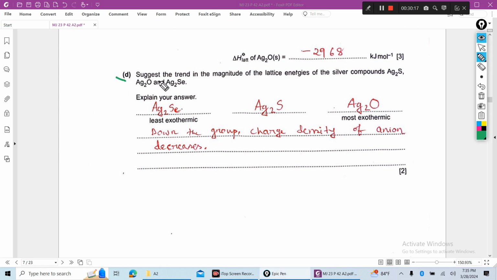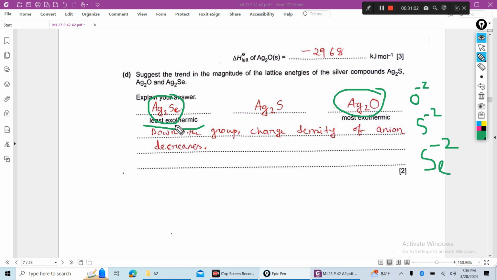You see D suggests the trend in magnitude of the lattice energies of the silver compounds: silver sulfide, silver oxide and silver selenide. You see least exothermic, least value, silver selenide, then most exothermic silver oxide, because oxide ion is smaller, sulfide ion is larger than oxide ion, and selenide ion is largest.